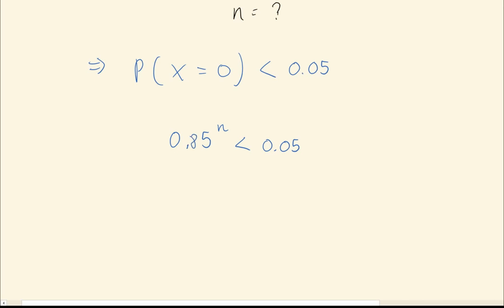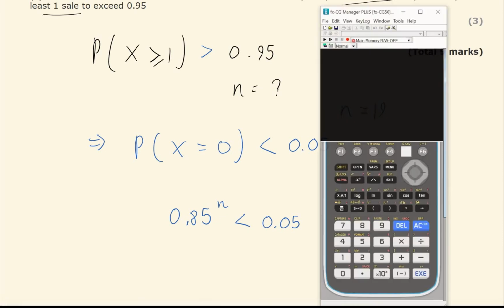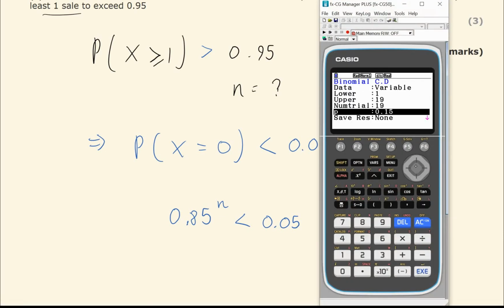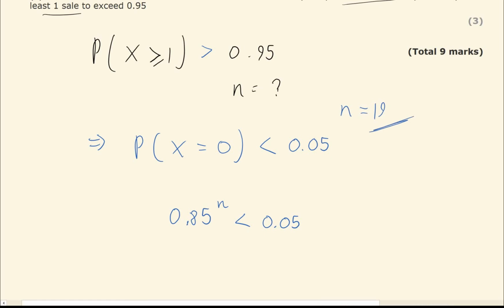Okay, and then we have this equation to solve. You've got a choice here. You can use trial and error. That gave us n equals 19. And again, you're probably going to check that by putting 18 as well and making sure that it goes down to a smaller number. So in this case, it's gone down beneath 95%, which is why 19 was correct.